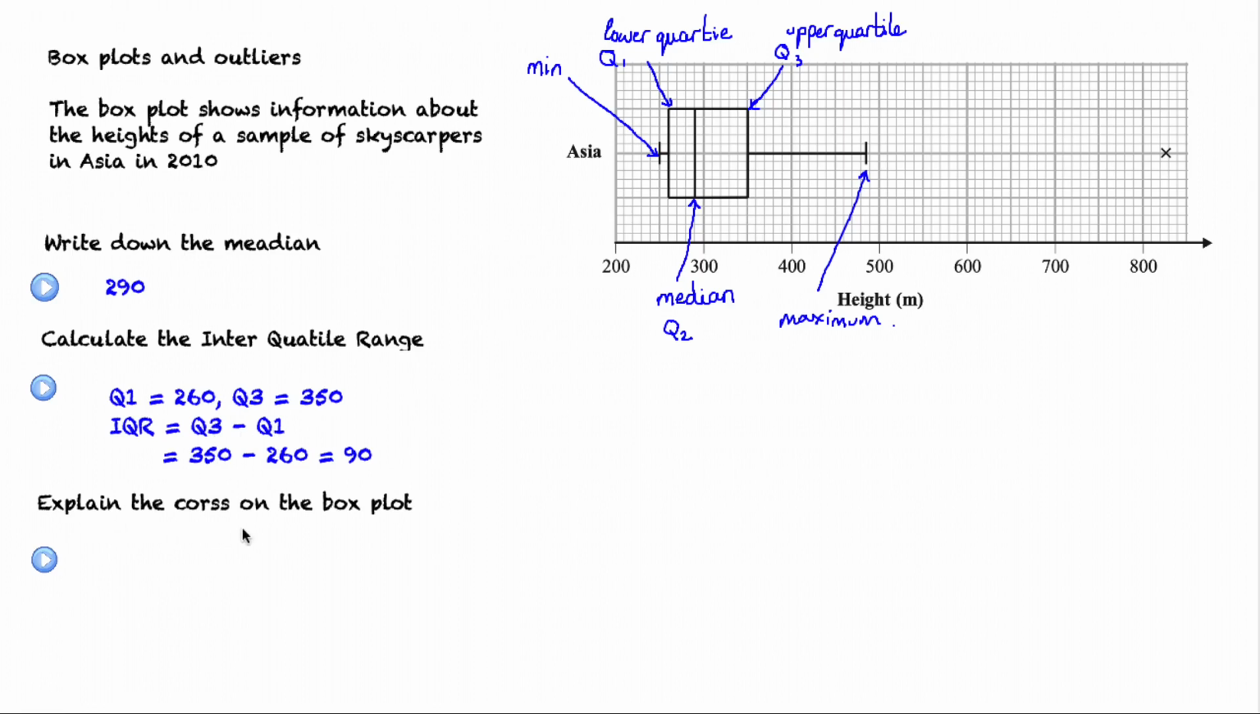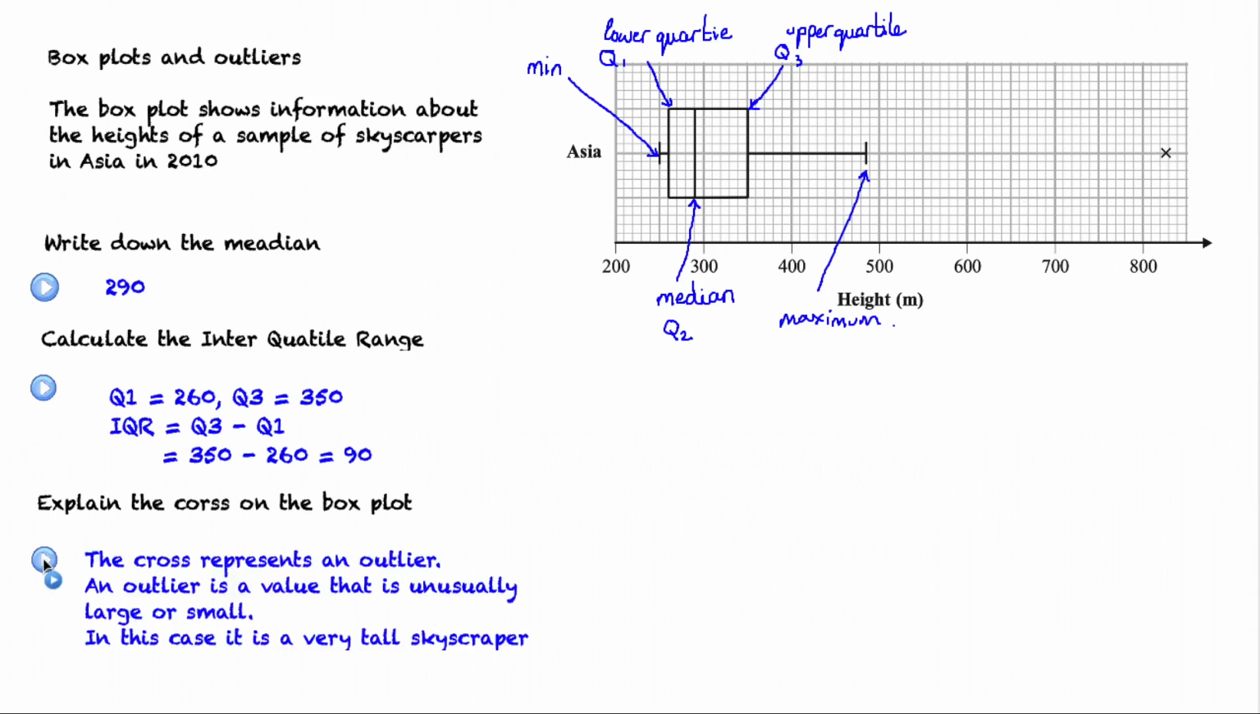Then I'm asked to explain what the cross on the box plot shows. This cross here is an unusually large value. The cross represents an outlier. An outlier is a value that is unusually large or unusually small. In this case, it's a very tall skyscraper. So I mentioned this was the maximum value, but in this case, it will be the next largest value. This outlier is the largest value, and this will be the next largest value.